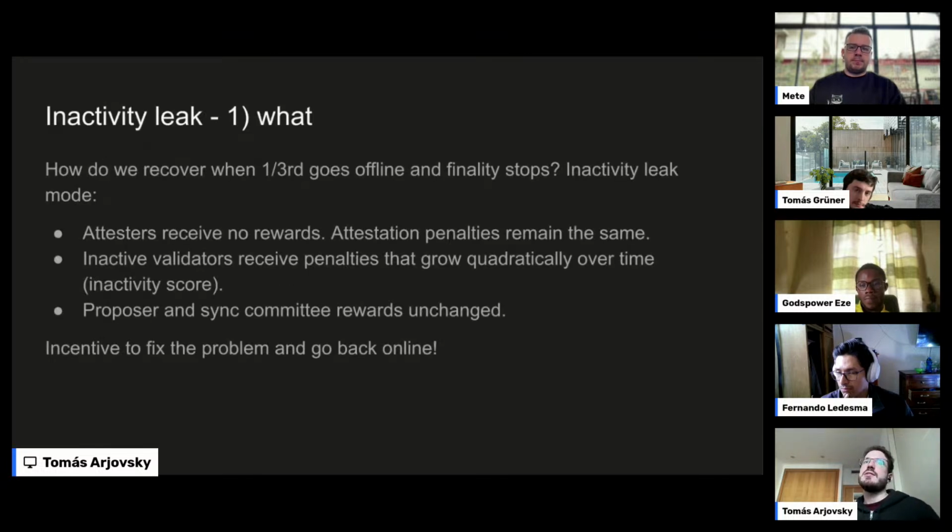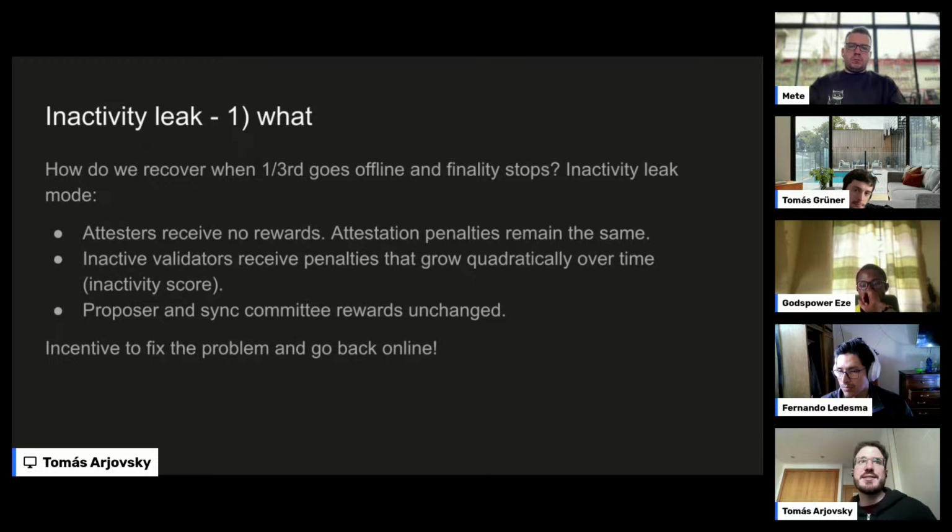So inactivity-leak is supposed to protect you when at least 1/3 of the network goes offline. Because if 1/3 of the network or more goes offline, that means that you will never be able to justify or especially finalize blocks, right? And that's a big problem. So what happens if we don't finalize for a long time is that we enter a mode called inactivity-leak, and the inactivity-leak has 3 consequences.